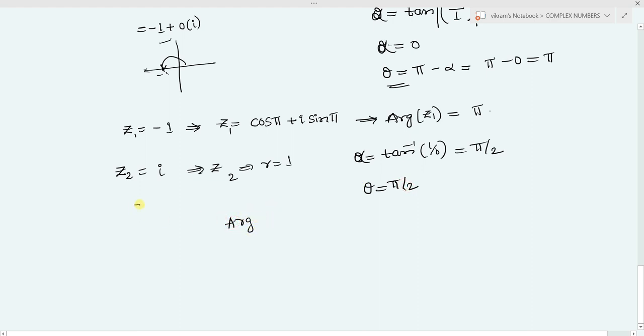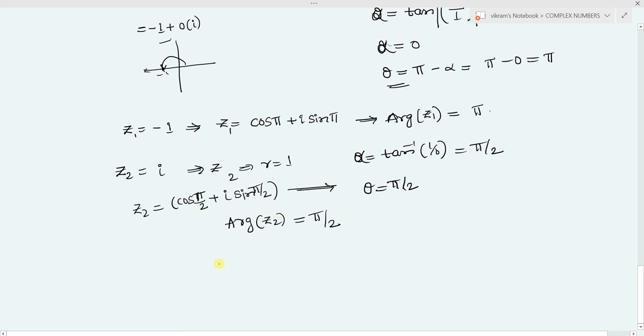That means z2 can be written as r cos theta, where r is 1, cos pi by 2, which equals 0, plus i times sin pi by 2. Then the argument of z2 equals pi by 2. Argument of z2 equals pi by 2.